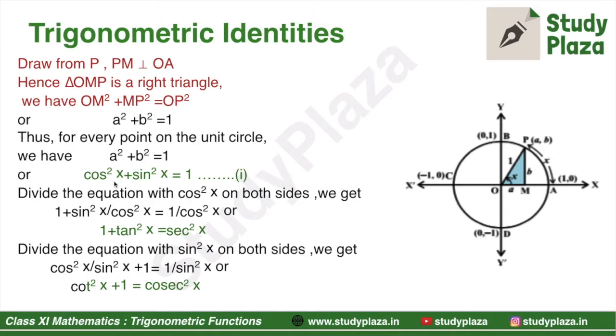Now again taking the same equation, that is equation number 1, we divide this equation by sin square x. So we get cos square x upon sin square x plus 1 is equal to 1 by sin square x. Cos by sin is equal to cot x. So cot square x plus 1 is equal to 1 by sin square x, which means cosec square x. So these are the three identities that we studied in class 10: cos square x plus sin square x is equal to 1, 1 plus tan square x is equal to sec square x, and cot square x plus 1 is equal to cosec square x.